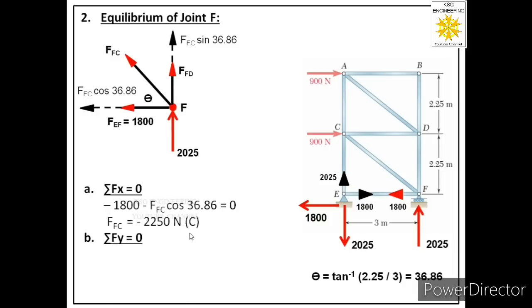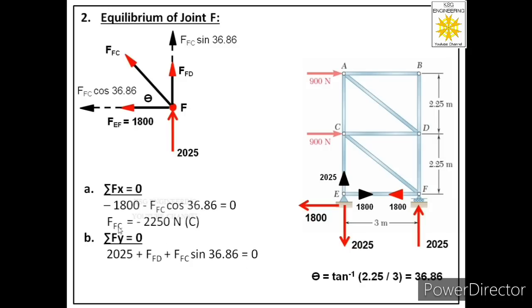After that we will apply the second equation, that is summation Fy equal to 0. So for that we have to see how many forces are acting in vertical direction in this free body. There are three forces. 2025 acting in upward direction, we will take this as positive. FFD is also positive, acting in upward direction. Then FFC sine 36.86 is also acting in upward direction, so this is also positive. So the final equation will be 2025 plus FFD plus FFC sine 36.86.